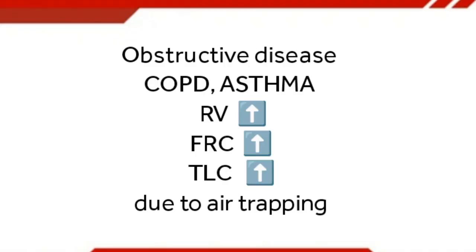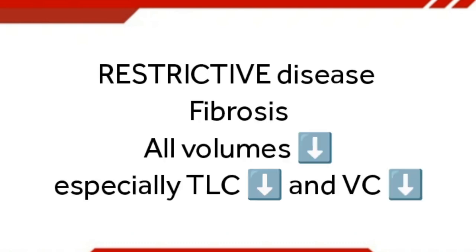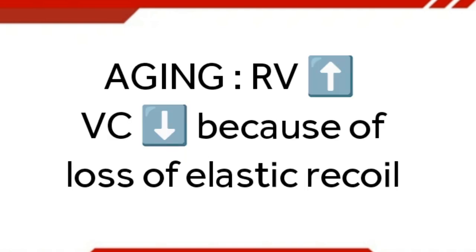In obstructive disease, COPD, and asthma, residual volume, FRC, and TLC are increased due to air trapping. In restrictive disease, fibrosis, all volumes decrease, especially TLC and vital capacity. With aging, residual volume increases and vital capacity decreases because of loss of elastic recoil.